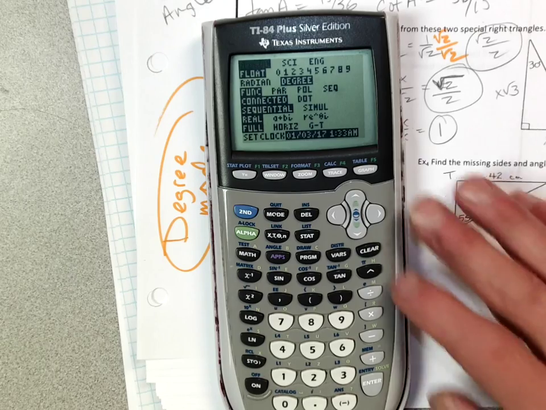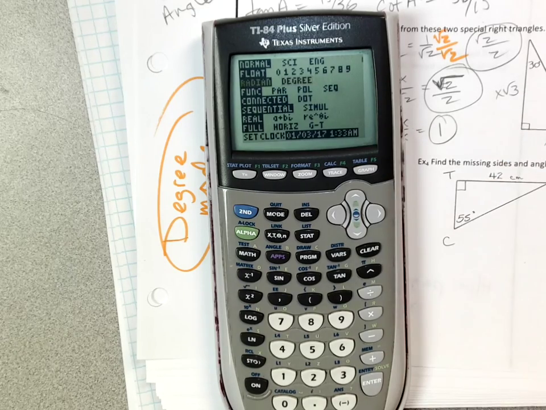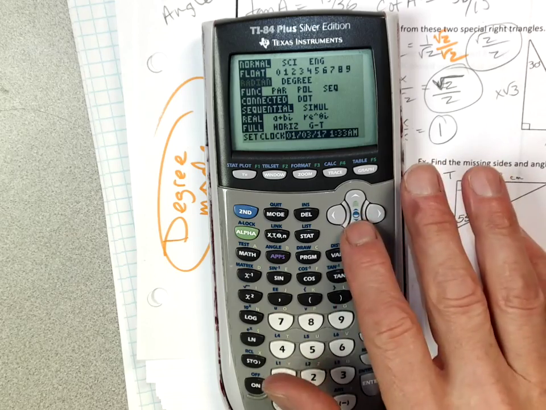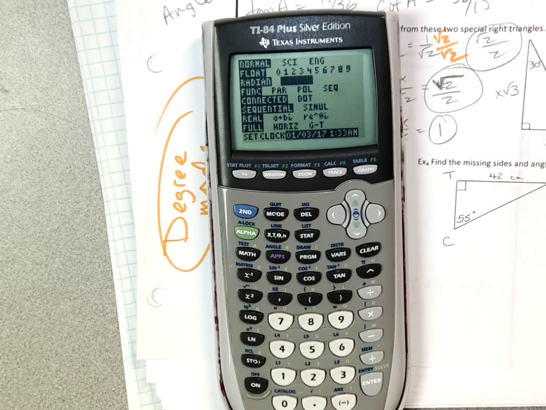The first thing, if you're in radian mode, you will do every problem right but get every answer wrong. Radians are up there on the board. Radians come from that circle, pi thingy, but we're not doing those. We're doing degrees. Make sure you are in degree mode, everybody, okay?